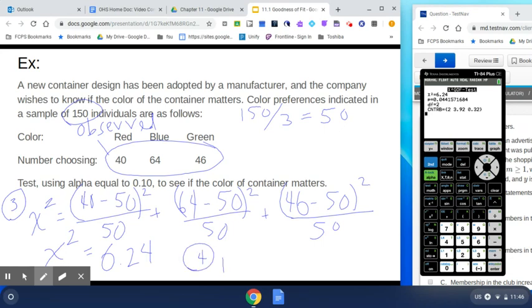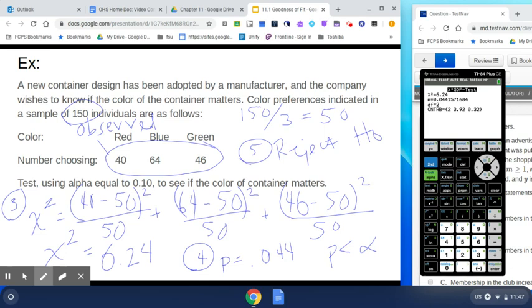Step number 4 is the p-value. I get a p-value of 0.044. 0.044 is lower than the alpha level of 0.1 in the prompt. When P is low, we reject the H0. So we're rejecting the null hypothesis. That null hypothesis was that there was no preference. We're rejecting that. So there does seem to be a preference of color.